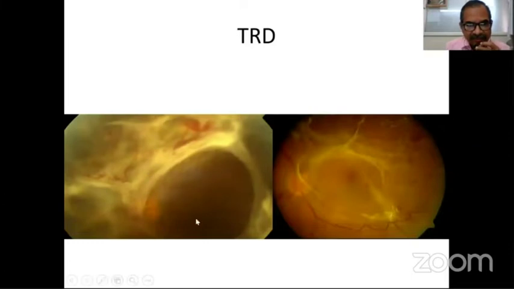All over the arcades, the fibrous proliferation is there. Already I told you why there is fibrous proliferation along the arcades, because of the vitreous attachment. Here, another picture also showing the same traction retinal detachment in a few places with elevation of the macula.